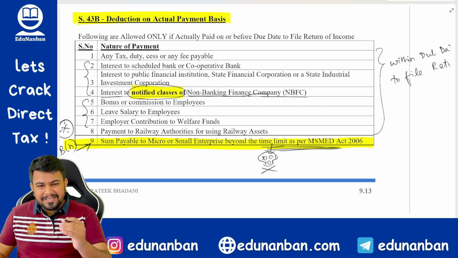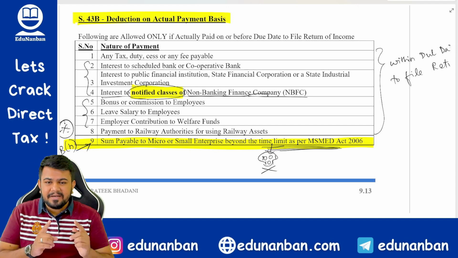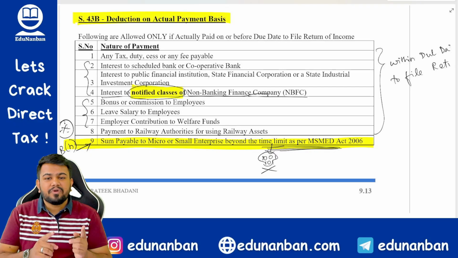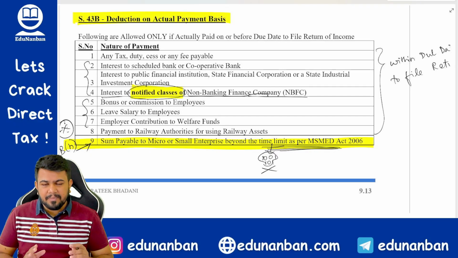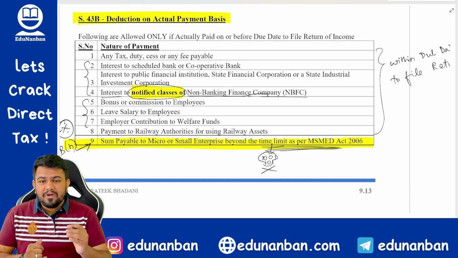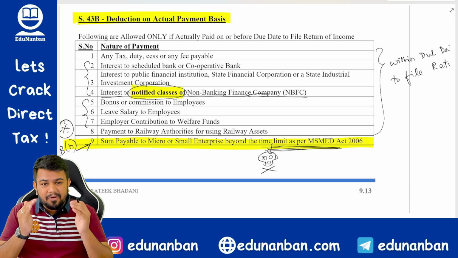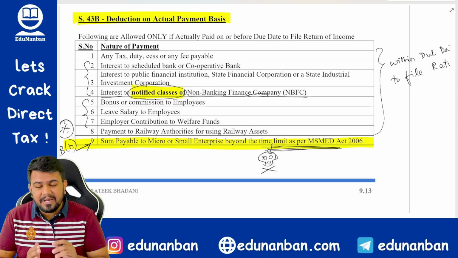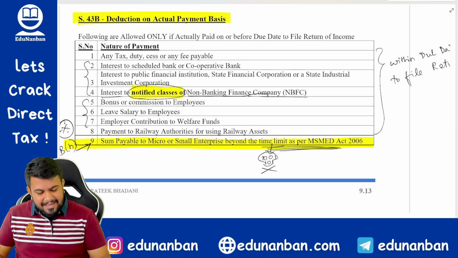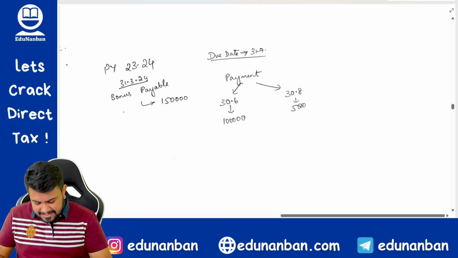The first 8 deductions are allowed as a deduction only if they are actually paid by the assessee on or before the due date to file the return of income. If it is not paid, it is not allowed as deduction. If it is paid on or before the due date, it will be allowed as deduction in the same previous year. But if it is paid later on, then it will be allowed in that later year. Let us understand this with the help of an example.